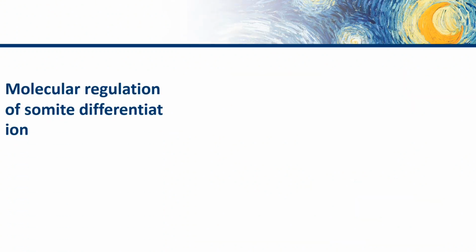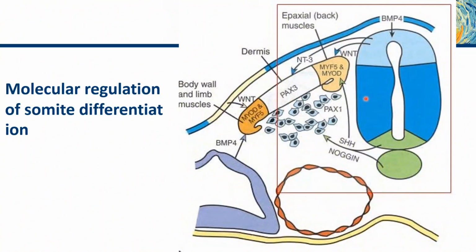So molecular regulation of the somite differentiation is different from the previous slide, because in the previous slide we were discussing somite formation, and now we are discussing somite differentiation, in which different factors are involved. So look at this diagram. This is the neural tube. This one is the ectoderm which is forming. This is the notochord. This area is the somite which is differentiating into myotome, the dermatome, this area is again myotome, and this is the sclerotome portion, and this is the lateral plate mesoderm.